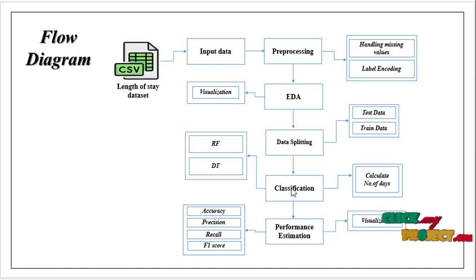Then classification. In classification we implement two different algorithms, one is random forest and another one is decision tree. With the help of this classification, we can calculate or identify the number of days a particular patient will stay. Finally, performance estimation. Here we estimate performance metrics such as accuracy, precision, recall and F1 score. Accuracy is the overall prediction, how accurately our model predicts. Then visualization. So this is the flow of our project.